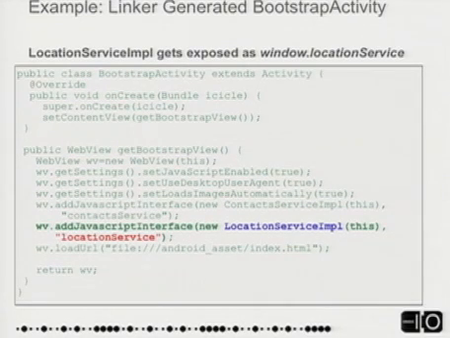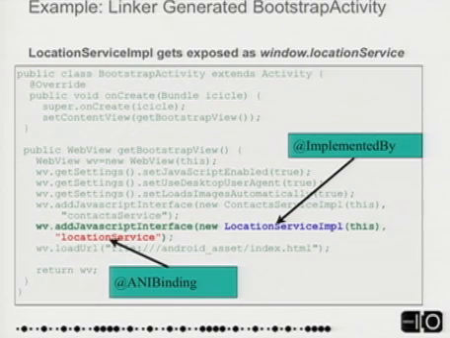So this is an example of the bootstrap that's generated by the linker. This is the actual code. And you can see I've highlighted a line here which says wv.addJavaScriptInterface, new LocationServiceImpl, comma, LocationService. And you can see where those came from.